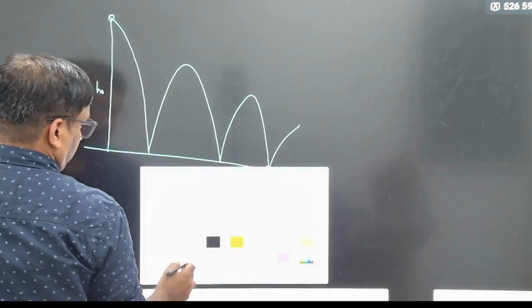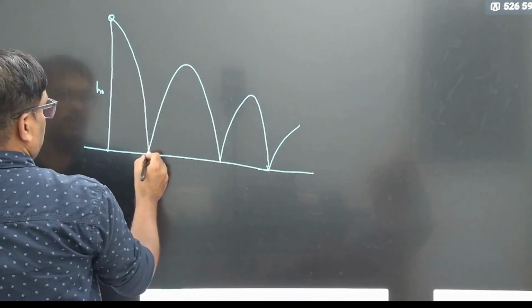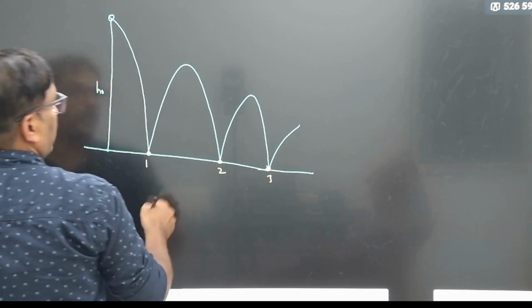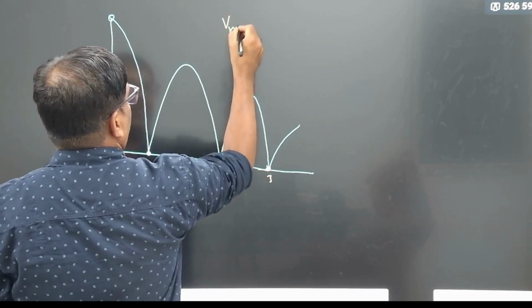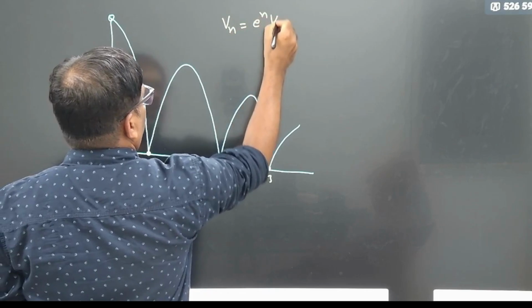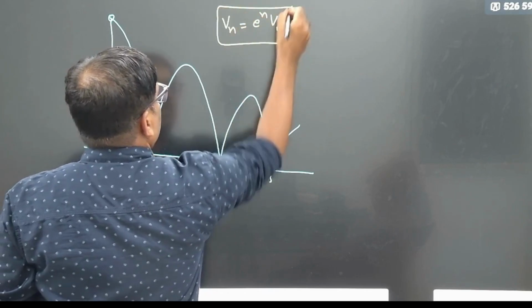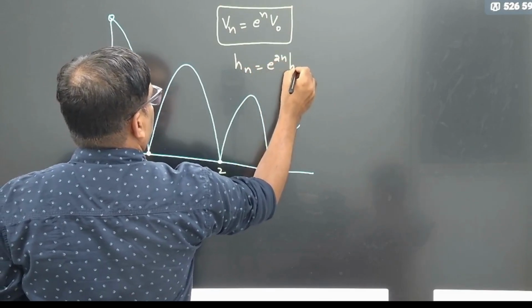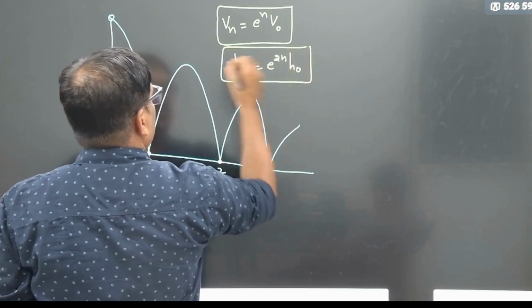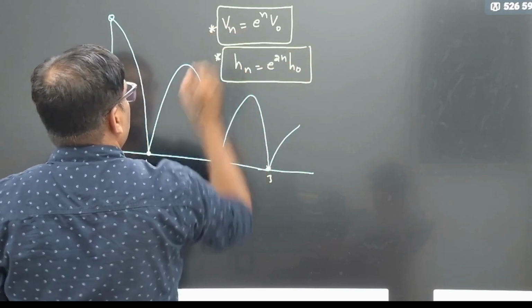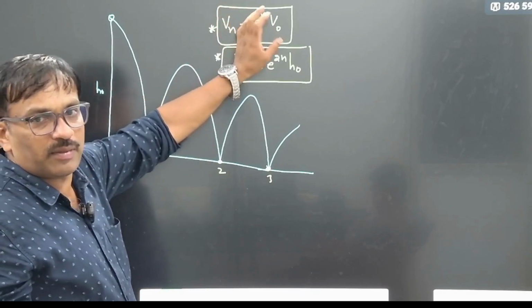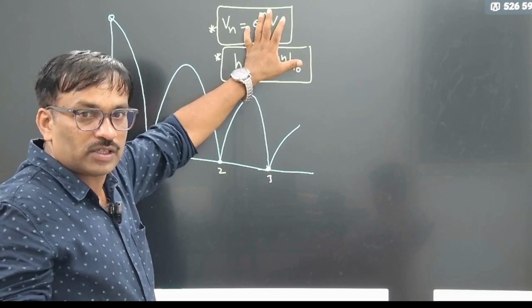Correct? This is your first bounce, this is your second bounce, this is your third bounce. What are the relations now? Velocity after nth bounce is nothing but e to the power of n into v naught. Height after the nth bounce is equal to e to the power of 2n into h naught. Clear? These are the important formulas you can remember. Mostly in NEET and JEE Mains level you can expect questions based on this only.